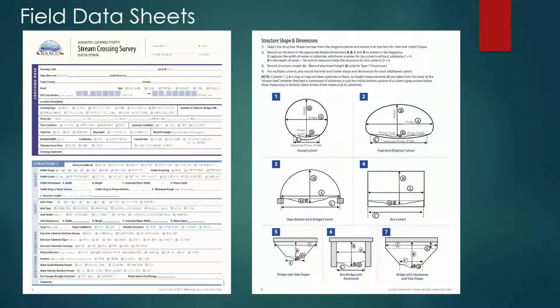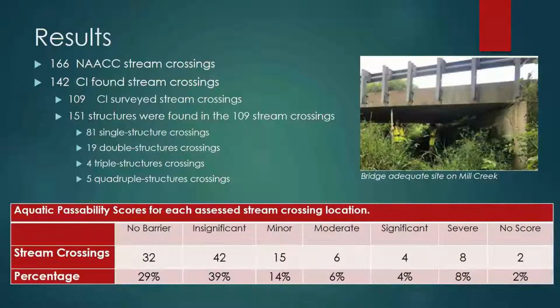And then the results here, we'll start to get into the results. Initially, when we pulled the GIS data off NAACC's website, we found 166 stream crossings. Of those 166, again, that pre-survey helped out. We only actually found 142 of the stream crossings. We were able to survey 109 stream crossings.